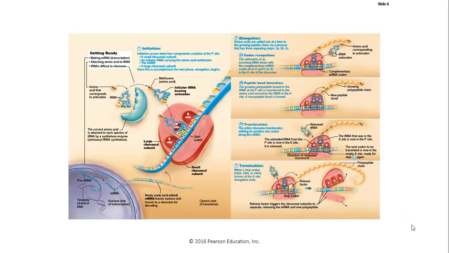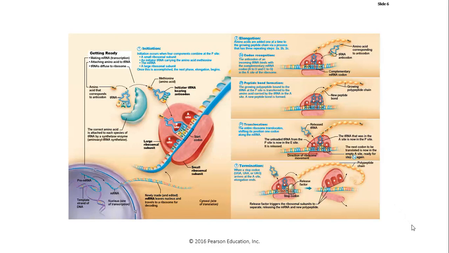And if you're going to keep going, what happens is now another tRNA comes to the A site, forms a peptide bond between the A tRNA amino acid and the P tRNA amino acid, and that growing peptide chain is going to be transferred from the P tRNA to the A tRNA in the process.